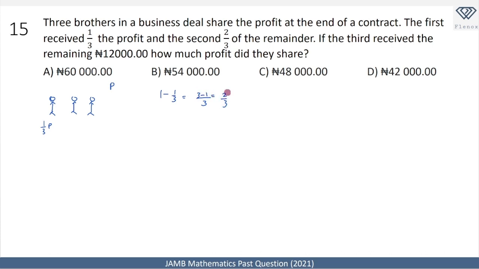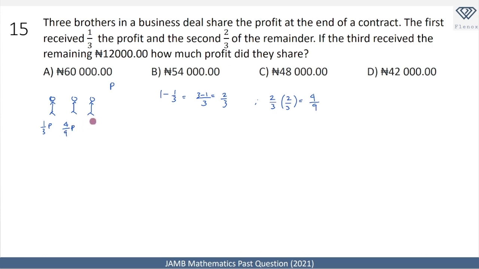So now the second brother received 2/3 of this remainder. So the second brother received 2/3 times the remainder, which is 2/3, and that is 2 times 2 is 4, and 3 times 3 is 9. So the second brother received 4/9 of the profit. So let me say 4/9 p.